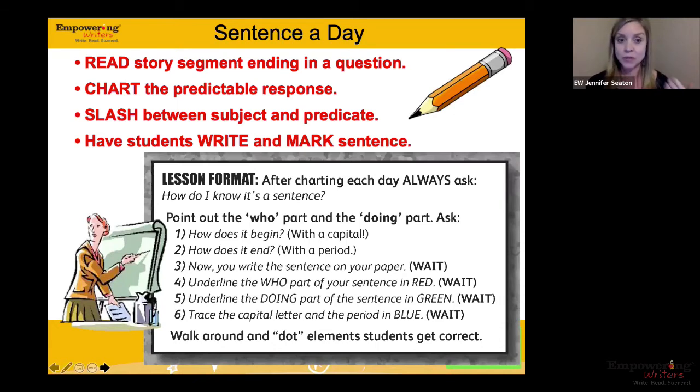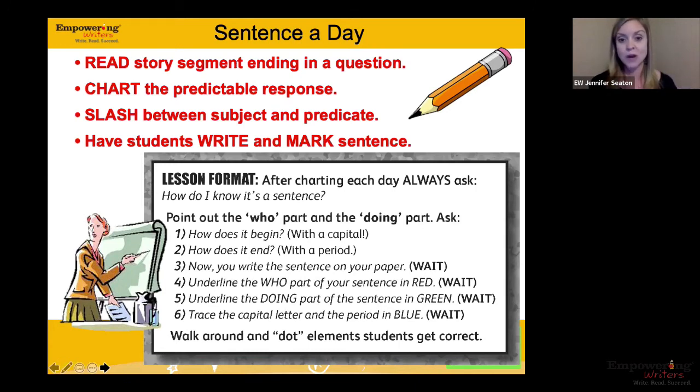What's going to happen is, as a teacher, you're going to read a story segment that ends in a question. It is a question that has a very predictable response. In the beginning of the year, the responses are very short. We grow them throughout the year through grammar, of course. The grammar is included with the second grade resource. And so after you read that short segment, no longer than a paragraph, then you chart the response as the teacher.